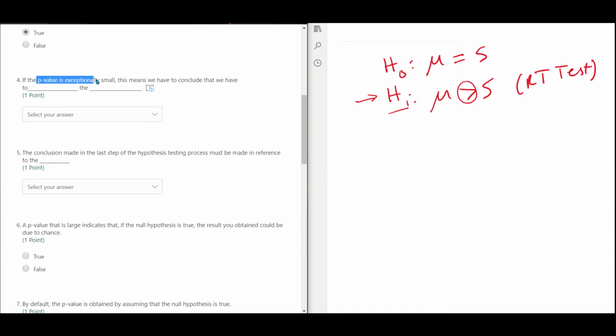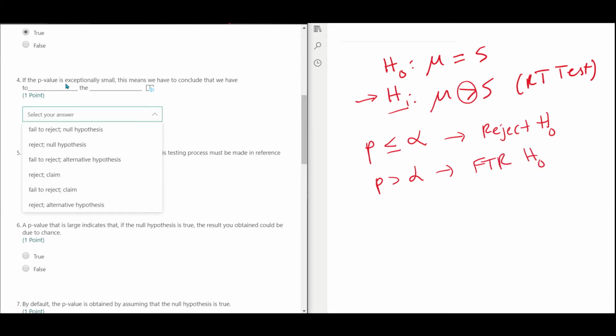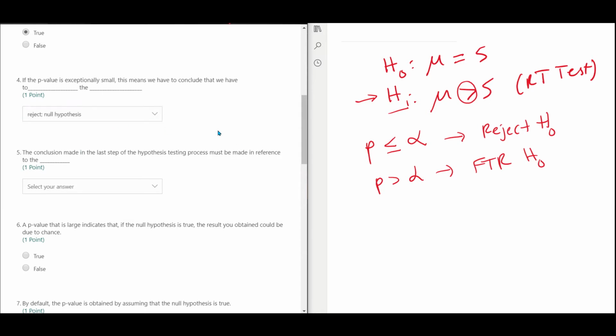If the p-value is exceptionally small, what do we have to conclude? Remember, if the p-value is small relative to your level of significance, if it's less than or equal to alpha, we reject the H0. If the p-value is greater than alpha, we fail to reject the H0. So if the p-value is really small, you're looking at less than or equal to, and it's going to be reject the null hypothesis.